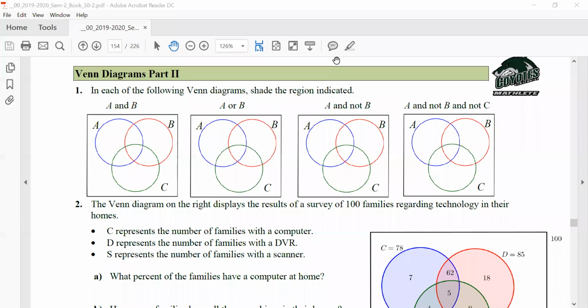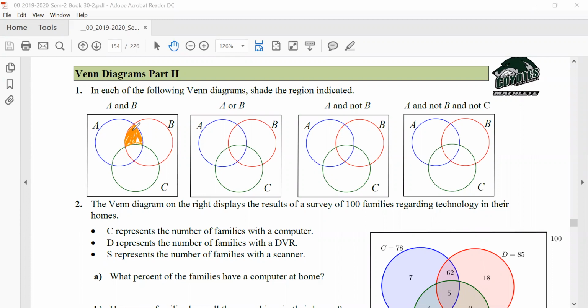Okay, let's give a couple of these a try. In each of the following Venn diagrams, shade the indicated region. Okay, A and B. Now, what I'm going to do first is wrong. A lot of students go, okay, I'm in A and B the first time they do this. So they would only shade this little region there.